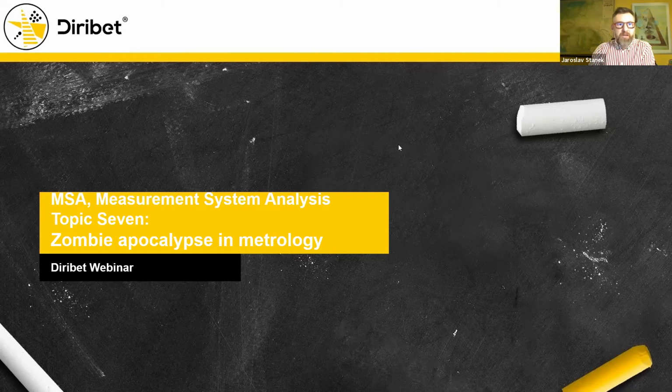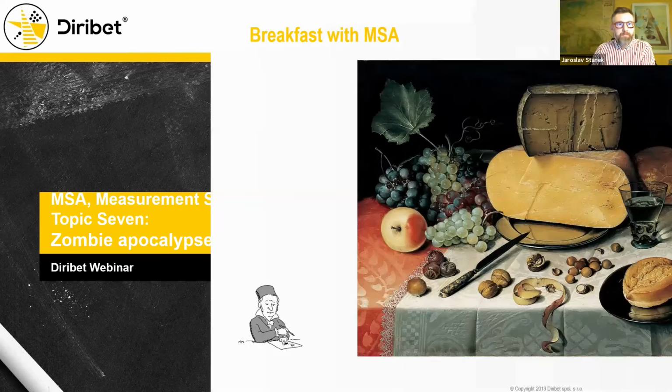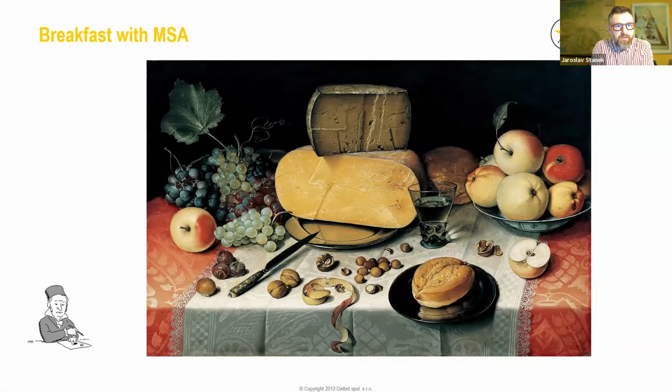Today we have topic number 7 in the series of breakfasts with MSA. Today's topic is called the Apocalypse in Metrology, and it is about the uncertainties of type B in measurement process.